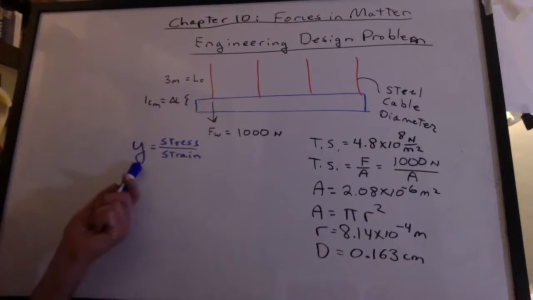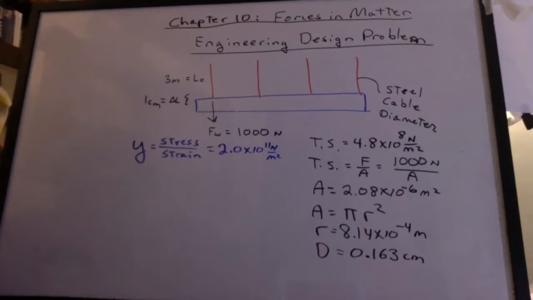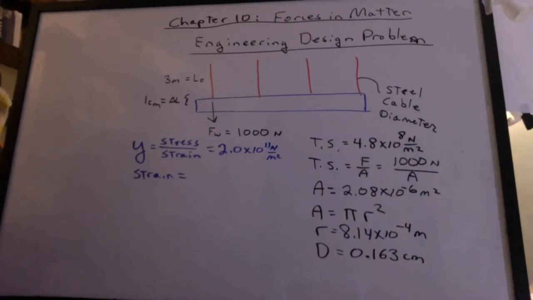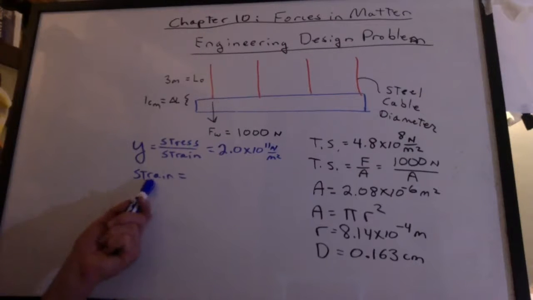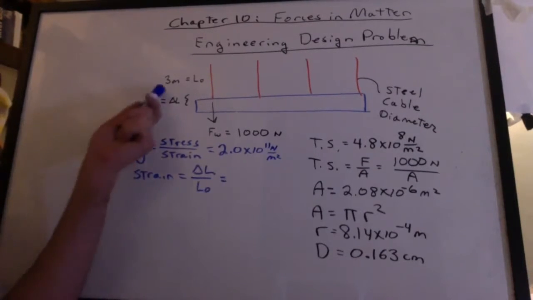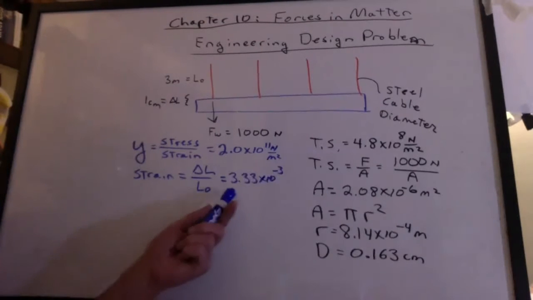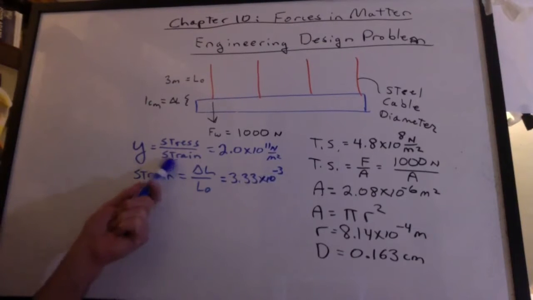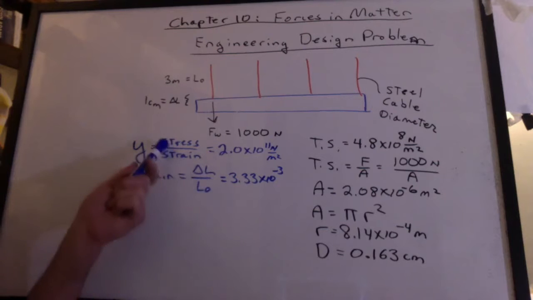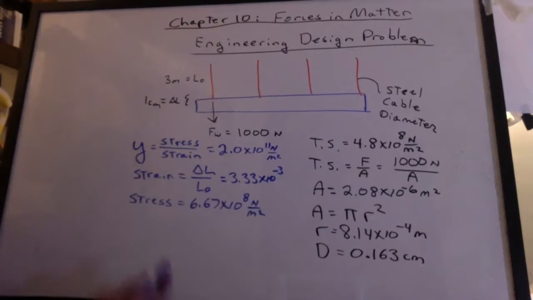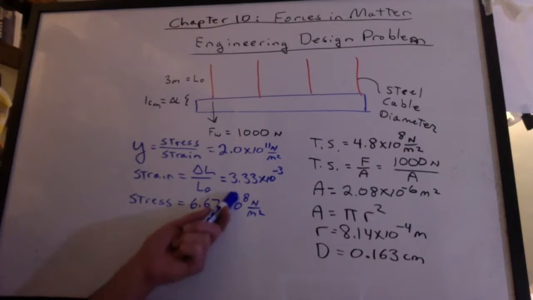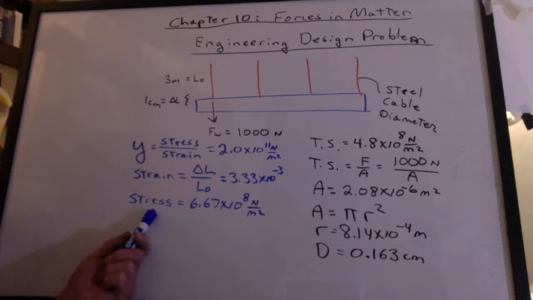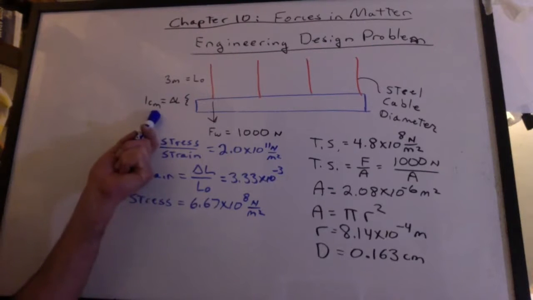Well, that means we have to look at stress over strain. Steel wire is about 2 times 10 to the 11th newtons per meter squared. Well, what's the strain? It's the change in length over the original length. And that gives us 3.33 times 10 to the minus 3 with no units. And if we know what the strain is, and we know what the Young's modulus is, now we can calculate the stress. And that gives us 6.67 times 10 to the 8th newtons per meter squared. That's the most stress we can put on this without exceeding the stretch.